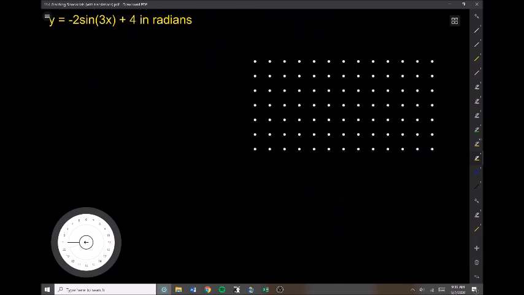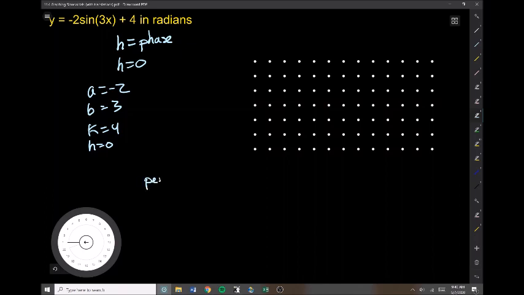Next: y equals negative 2 times the sine of 3x plus 4, in radians. This was not translated left or right at all. If you translate something left to right, that's called a phase shift. Okay, the h value is your phase shift. It moves things left to right. We don't have an h value. Our h value is 0. I have that a is negative 2, I have that b is 3, and I have that k is 4, but no h value.